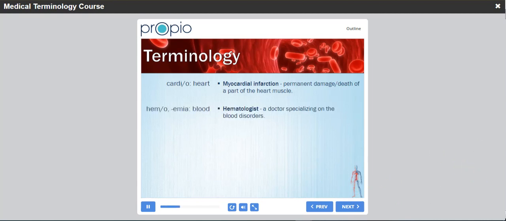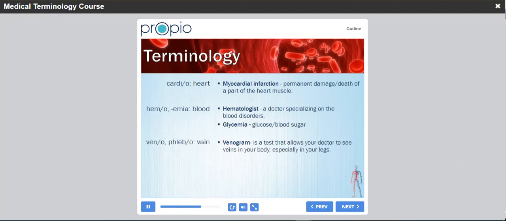Hematologist, it's a doctor specializing in blood disorders. Glycemia, glucose or blood sugar. Venogram, it's a test that allows your doctor to see veins in your body, especially in your legs. Phlebotomist, it's a healthcare professional who collects blood samples from patients.